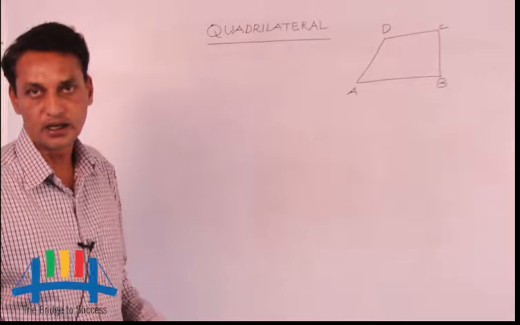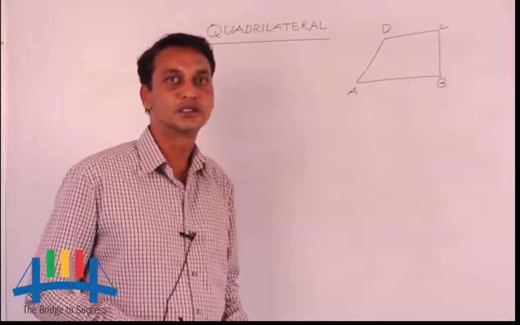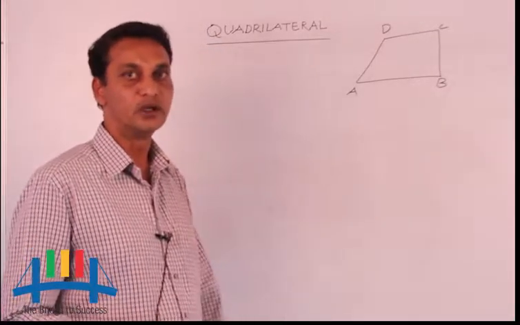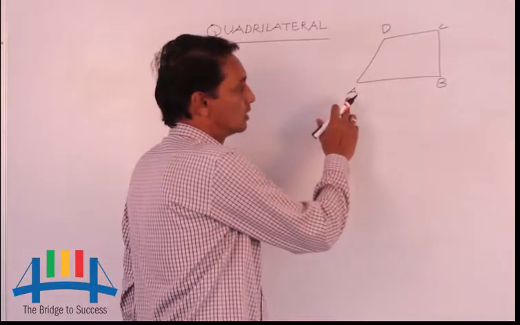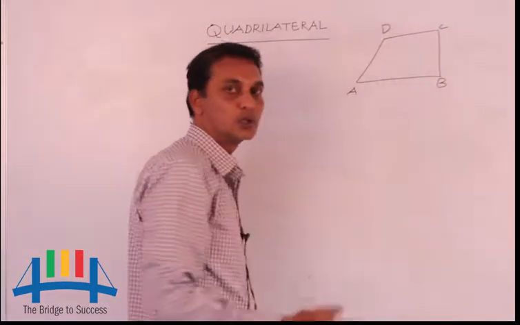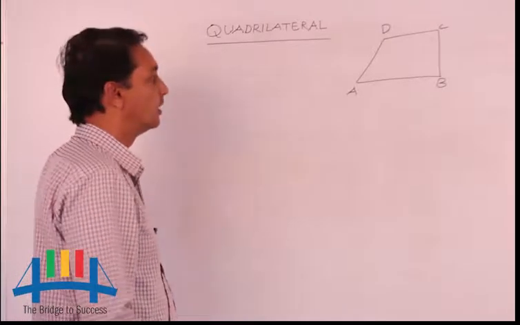What is a quadrilateral actually? A quadrilateral is a simple closed plane figure bounded by 4 line segments. You can observe here, ABCD is a quadrilateral. It is bounded by 4 line segments.